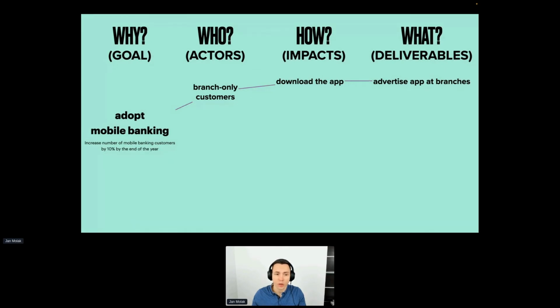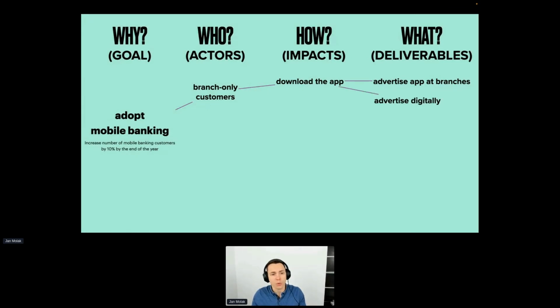There are different ways to do it. And since we know that the people whose behavior we want to influence are the branch-only customers that we're trying to encourage to adopt our mobile banking app, perhaps we should advertise using posters at the branches rather than online.